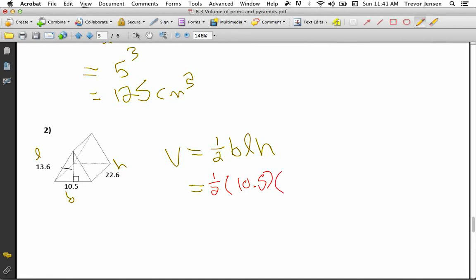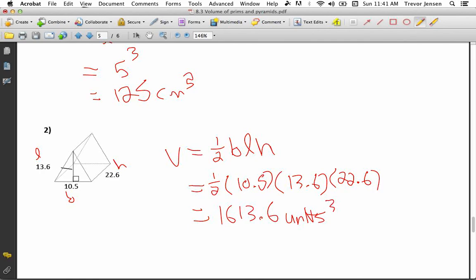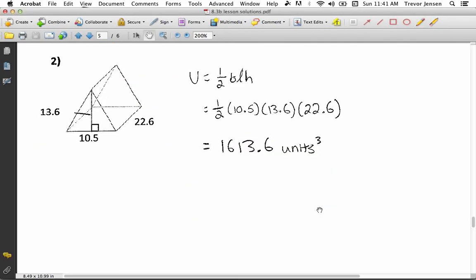The height of the triangular base, the L, is 13.6. And the height of the prism is 22.6. If we evaluate that whole thing, 10.5 times 13.6 times 22.6, and then divide that answer by 2, we get 1,613.6. Doesn't tell us the units, so we'll actually just write units cubed. Good, and that's what we were supposed to have there.